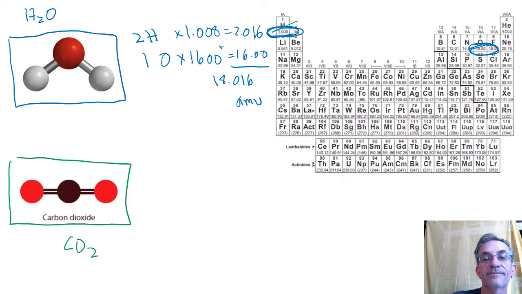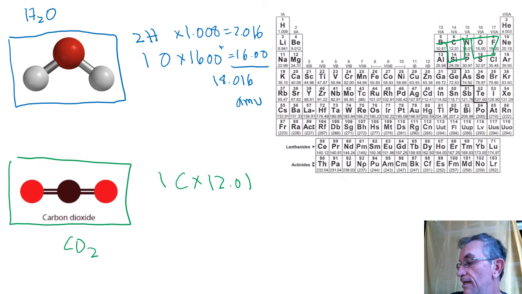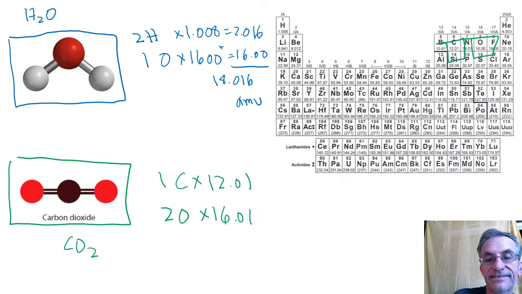So let me erase some of this. Oh, darn it. You would add up one carbon. Let me make sure I got the right color. There we go. One carbon and two oxygens. You just put them together. So it's going to be once times carbon, 12.01. That's what the periodic table tells me. And then there are how many oxygens? There are two oxygens. So you would do twice times 16. That's the number it says underneath oxygen on the periodic table.